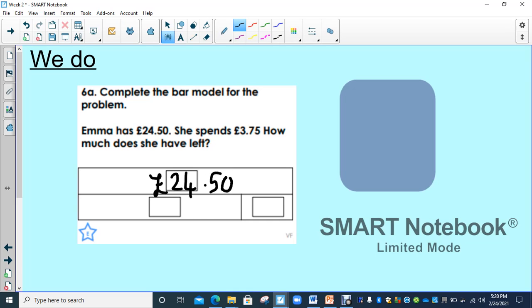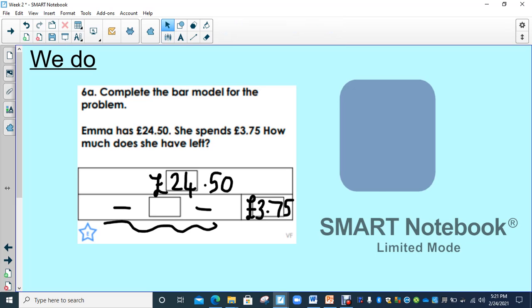And she spends £3.75. I'm going to put that in my smaller section below. So somehow I need to work out this section here. Do you have any ideas how I could do this? Pause the video and give it a go.